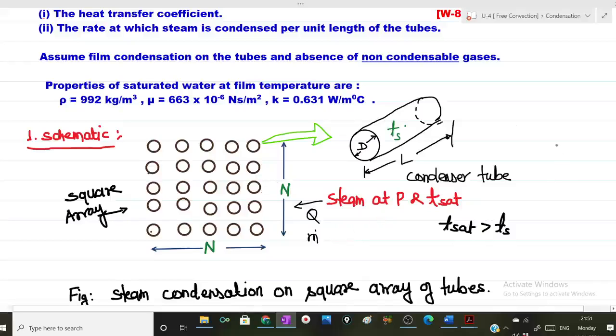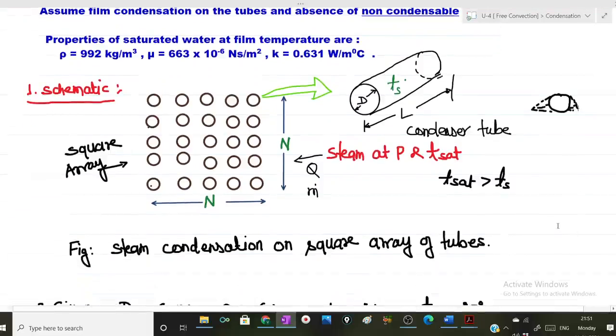So I can also draw, if this is the horizontal tube, the liquid film will flow in the horizontal direction in this manner. So this diagram represents steam condensation on a square array of tubes.